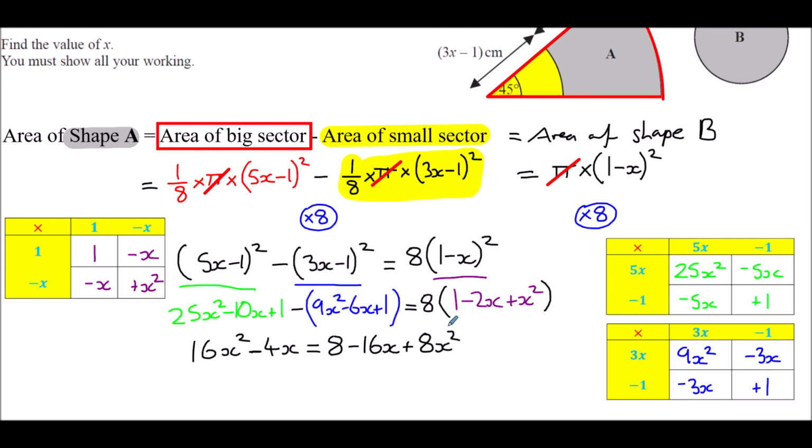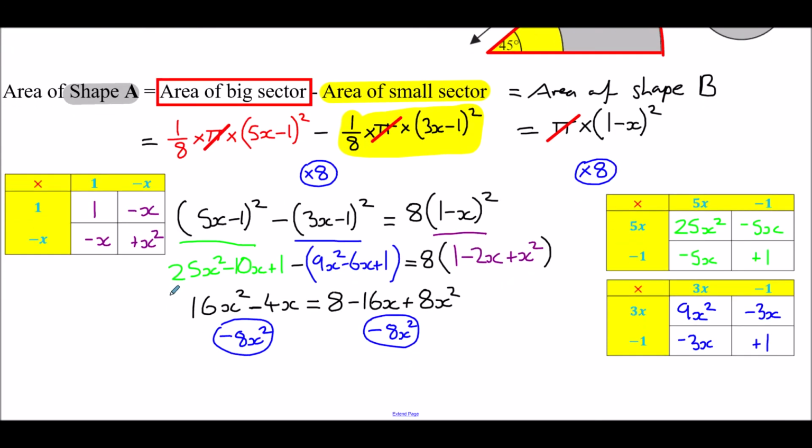Now what we can do is try to get everything onto the other side of the equation. So my first suggestion would be to subtract 8x squared from both sides. You can do it in one go if you want to. I'm just going to show you how to do it step by step. First of all, just take off 8x squared from both sides. If we do that, the 16x squared becomes 8x squared. Still got minus 4x there. Over here, we're going to have 8, take away 16x, and those 8x squared have now vanished because we've taken them all away.